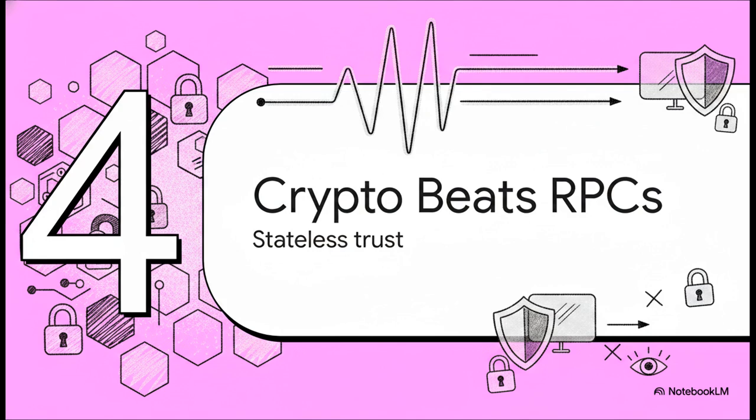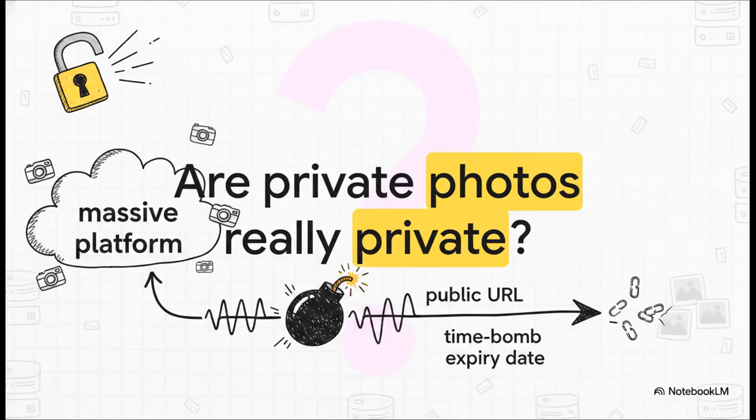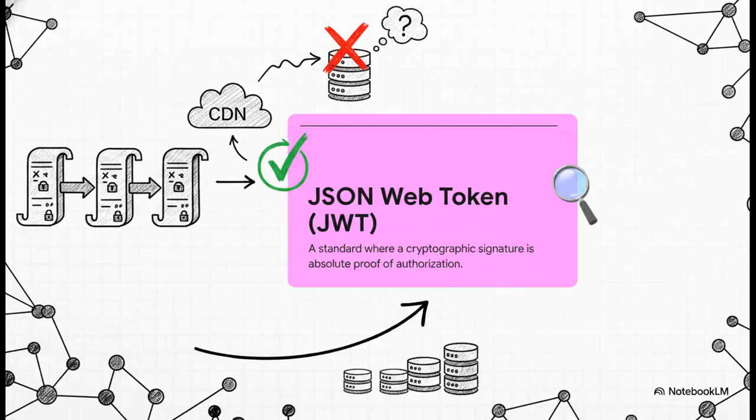Let's dive into Section 4, Cryptography beats synchronous RPCs. We absolutely have to talk about privacy here. Are private photos on these massive platforms actually private? Well, think about it. If you have a standard public URL for a private photo, anyone who gets their hands on that link can view it forever. And that is a huge privacy nightmare. This is exactly why we have to bind these URLs with a time bomb, like a strict expiry date and a cryptographic signature. The general pattern for doing this relies on what we see in JSON Web Tokens, or JWTs.